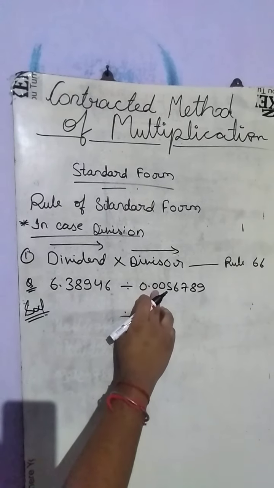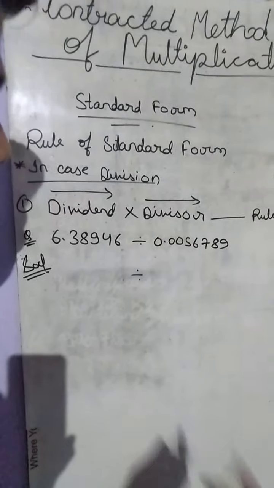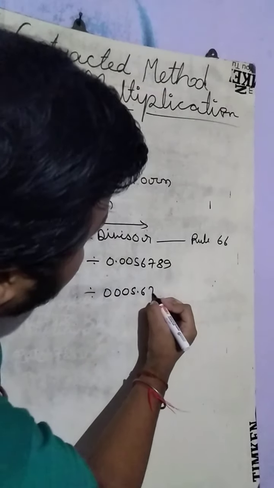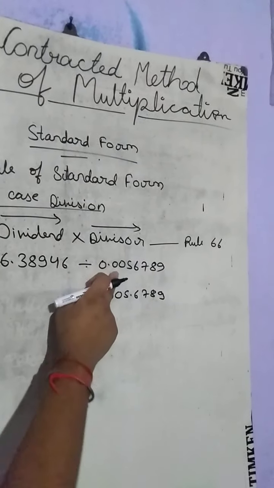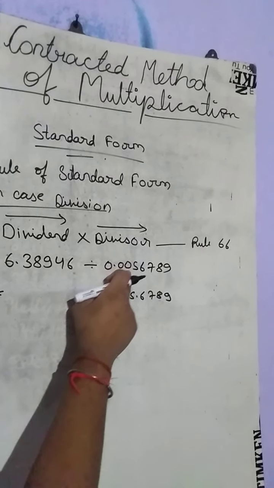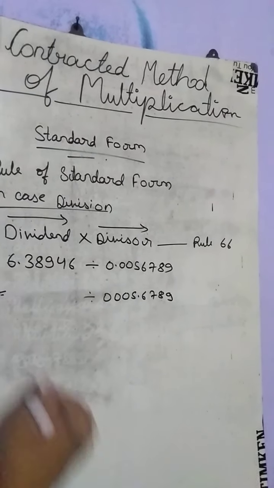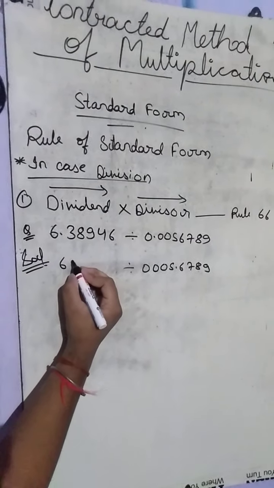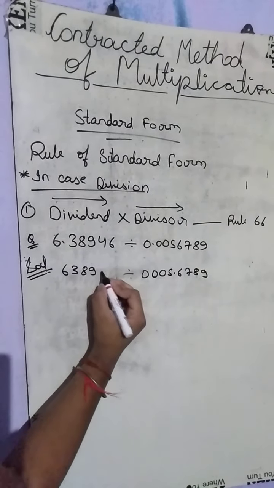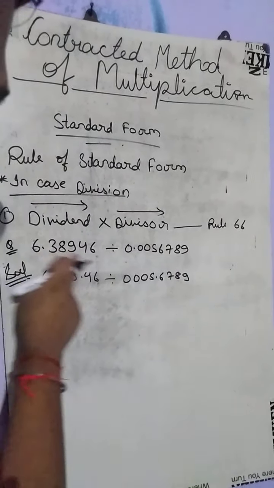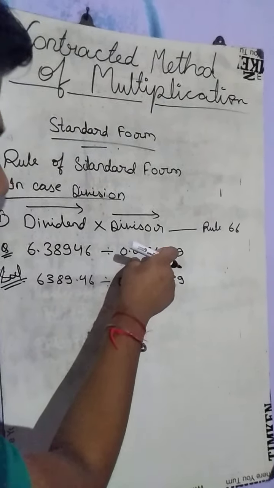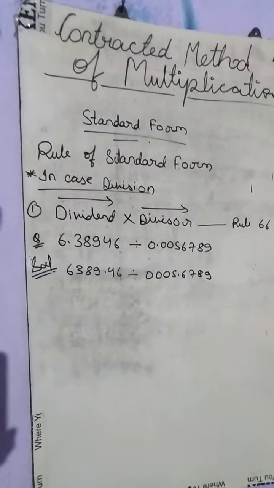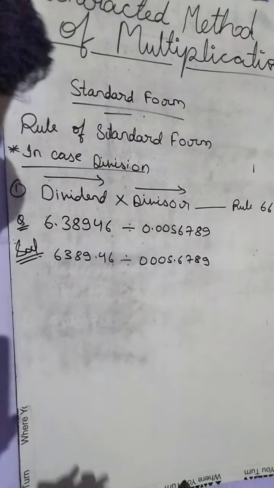We are moving 3 numbers. We have to consider a number, not 0. So it becomes 0.056679. See, how many numbers have we crossed? 1, 2, 3. So we are going to decrease 3 number from this side also. It becomes 6, 3, 8, 9.46. In this case also we have decreased 3 numbers, with the decimal point, that is, we have decreased 3 decimal places.